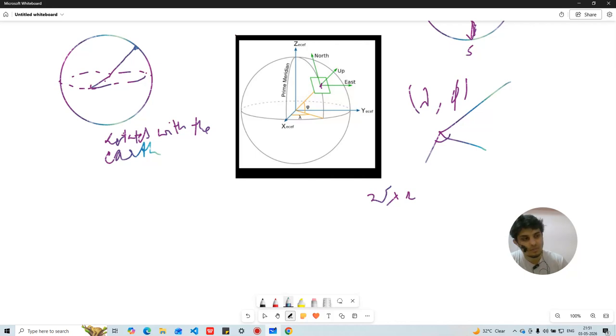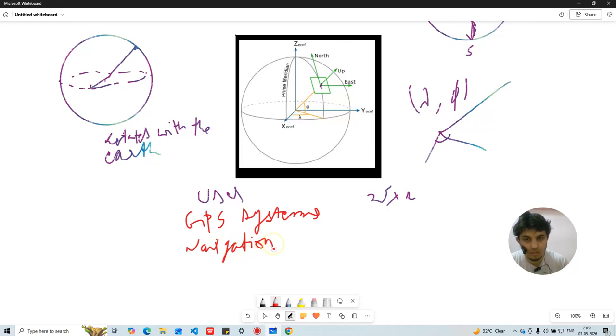And why is ECEF useful? It's used in GPS systems, navigation on Earth, mapping and ground station tracking, because points on Earth stay fixed, so it's easy to relate to maps.